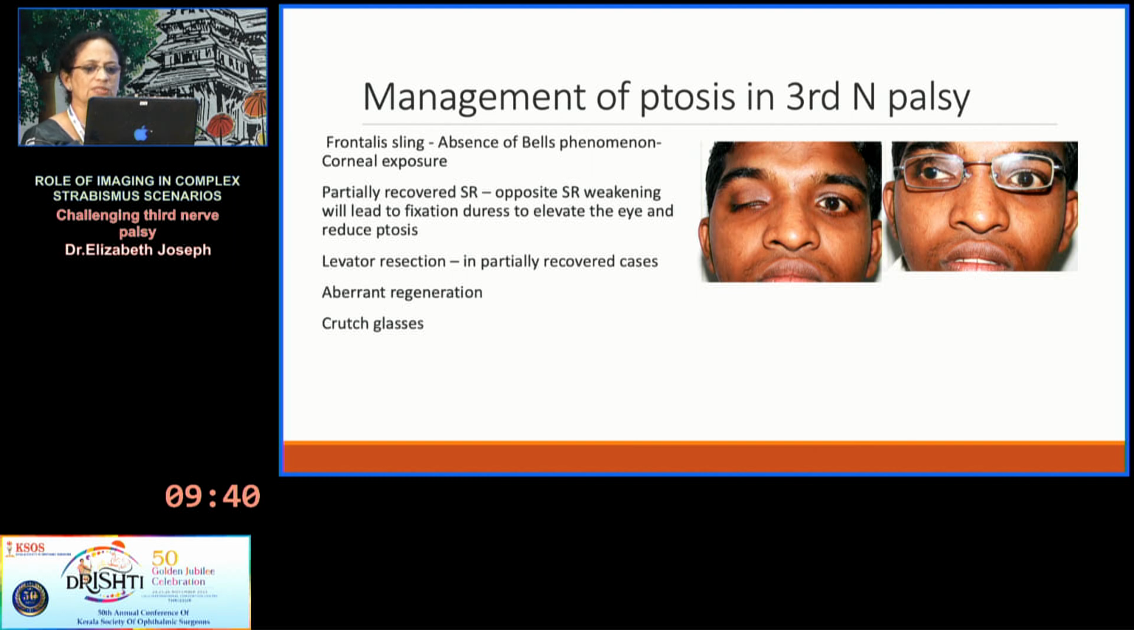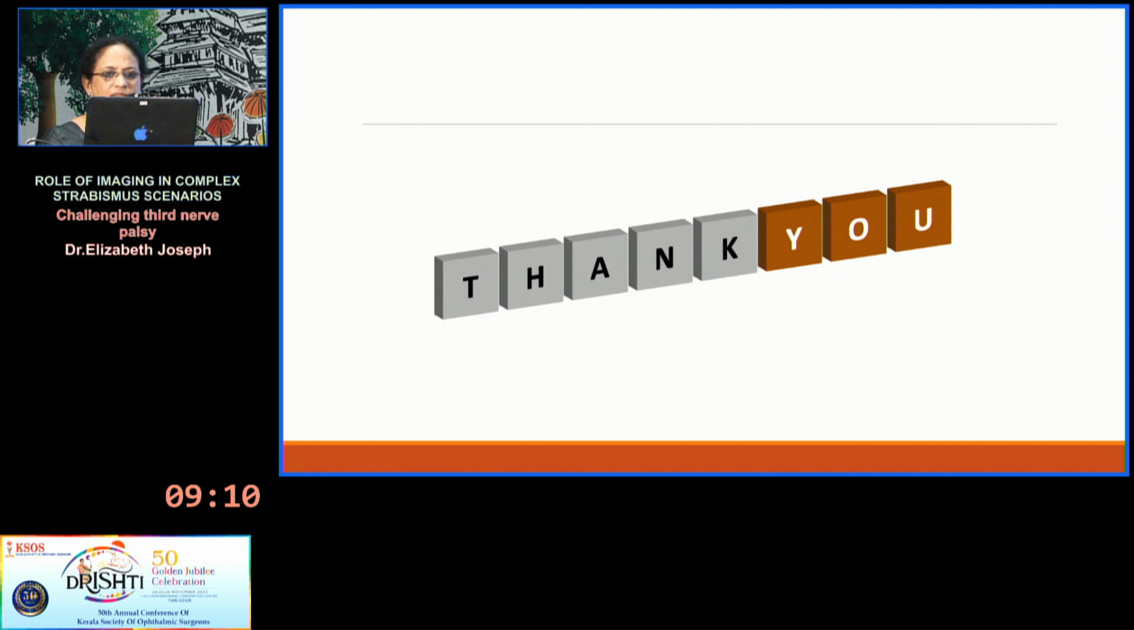And what about ptosis in third nerve palsy? A frontalis sling can be done, but remember that if there is no Bell's phenomenon, there is a chance of corneal exposure. If the superior rectus is partly recovered, you can do opposite superior rectus weakening. Levator resection can be done in partially recovered cases. And in aberrant regeneration, I have already discussed. Crutch glasses can be given in such conditions.